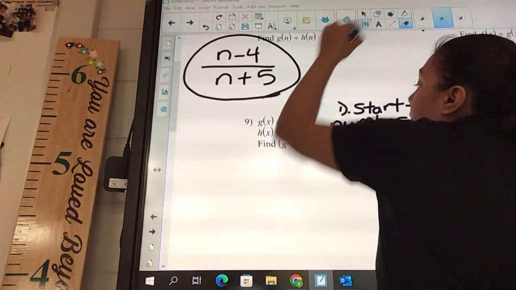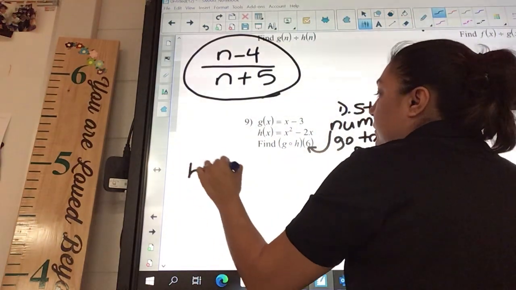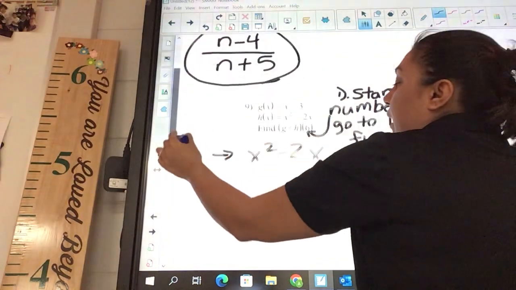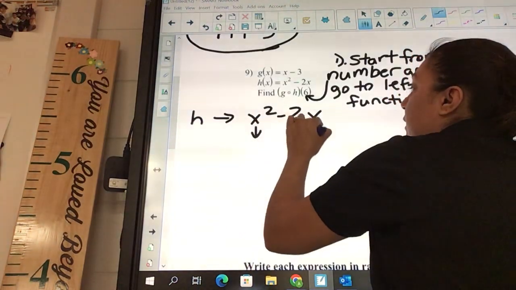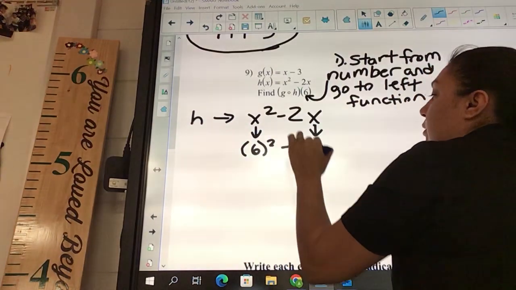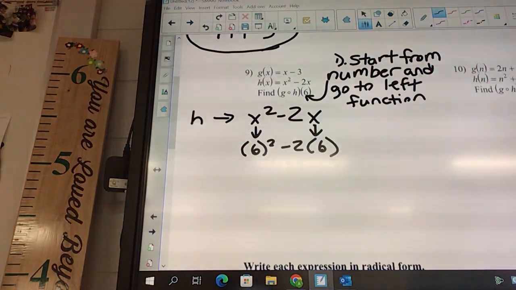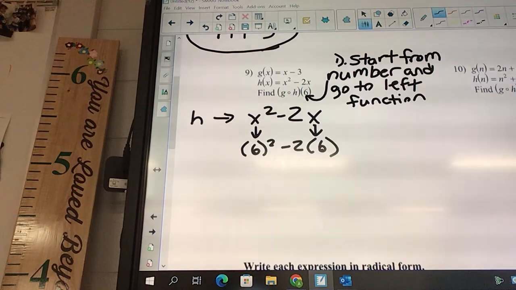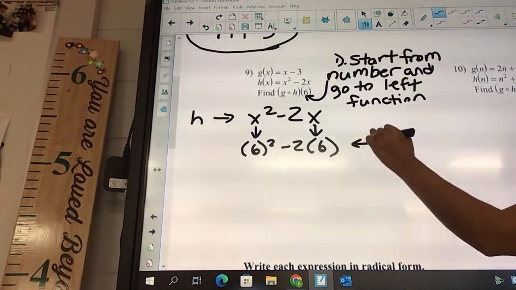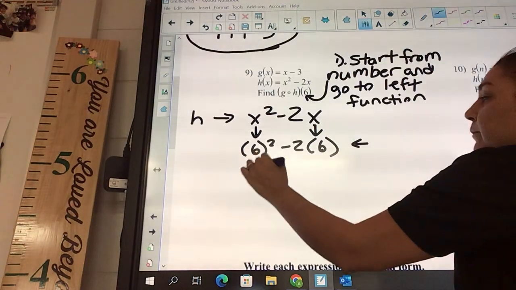Our h function is x squared minus 2x. And everywhere there's an x, I'm plugging in a 6. So it's going to look like 6 squared minus 2 times 6. Just type this on your calculator. 24.